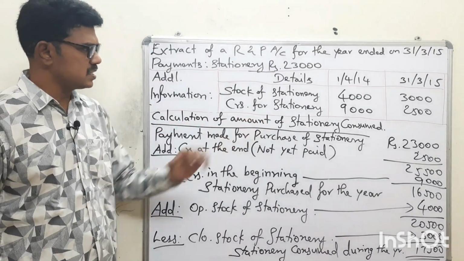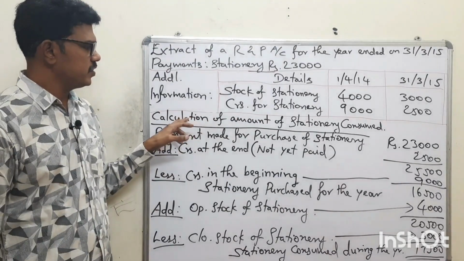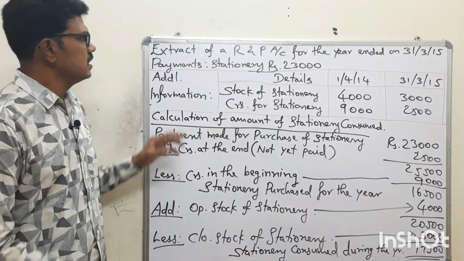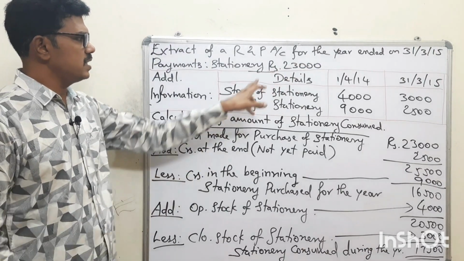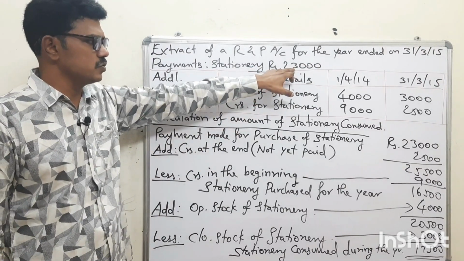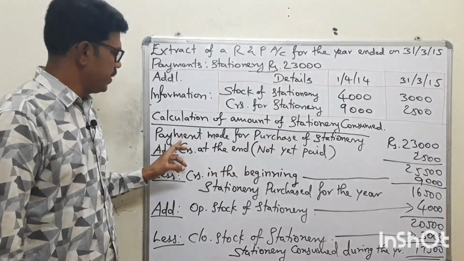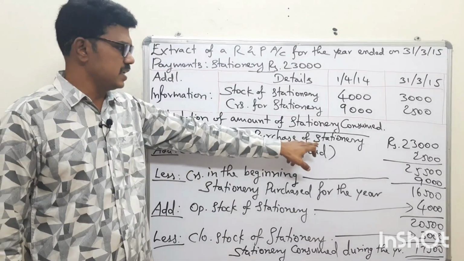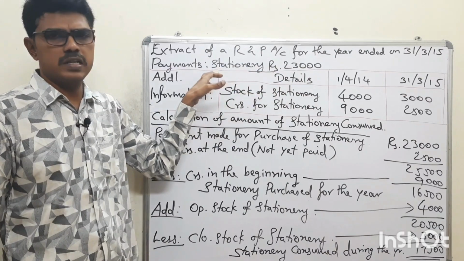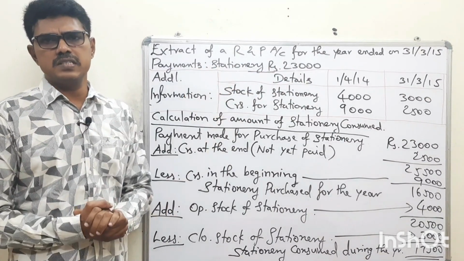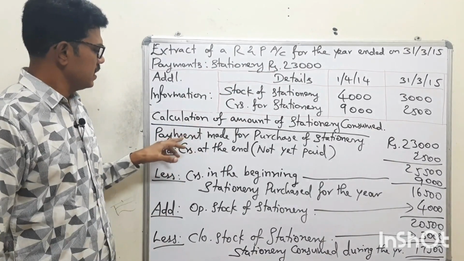Calculation of amount of stationery consumed. We should write the heading, and below that: how much is paid for stationery during that year? 23,000. The amount paid for stationery is 23,000. We should take this as payment made for purchase of stationery, 23,000. This will be available on the payment side of the receipts and payments account.